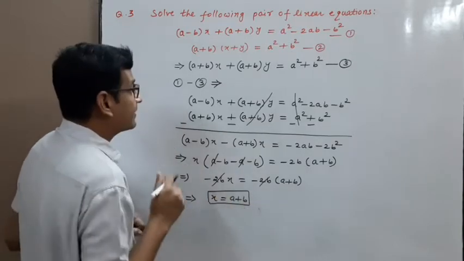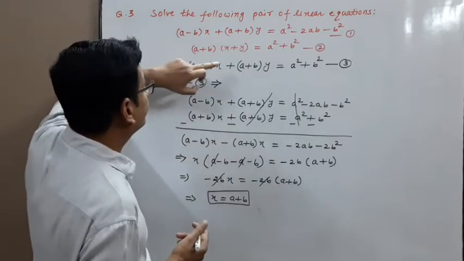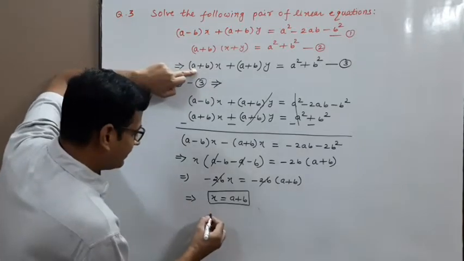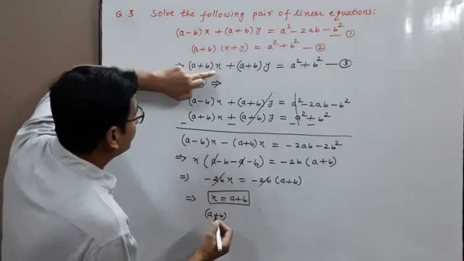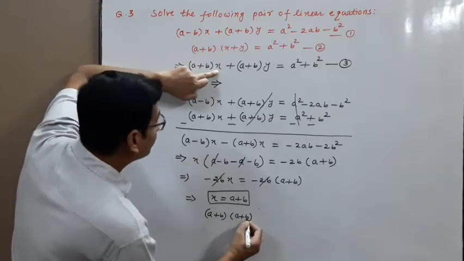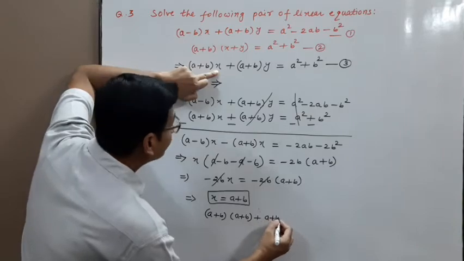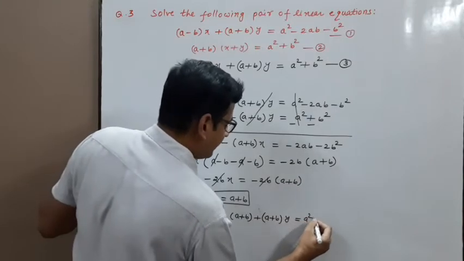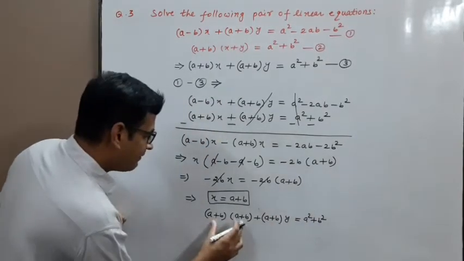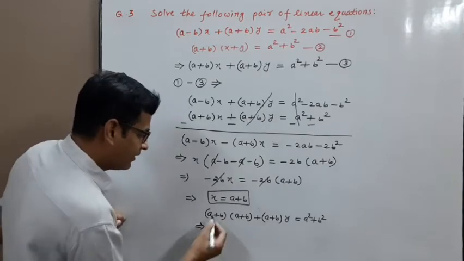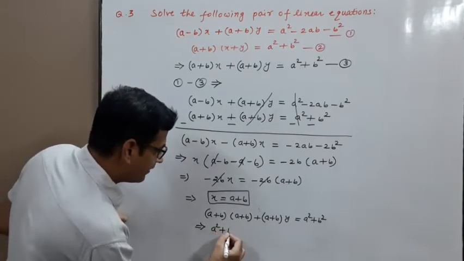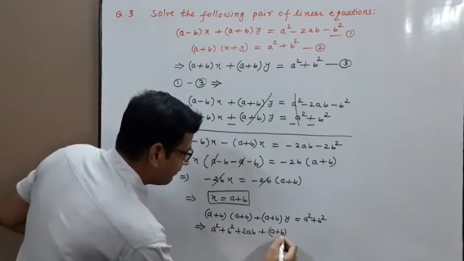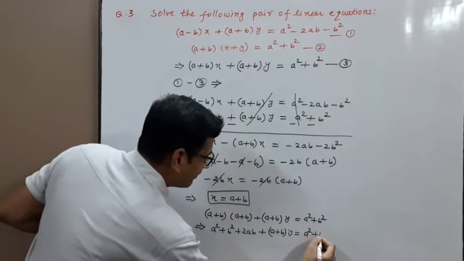Now substitute the value of x in equation number 3. a plus b into a plus b plus a plus b into y is equal to a square plus b square. a plus b into a plus b means a plus b whole square. So tell me the whole square of this. a square plus b square plus 2ab plus a plus b into y is equal to a square plus b square.